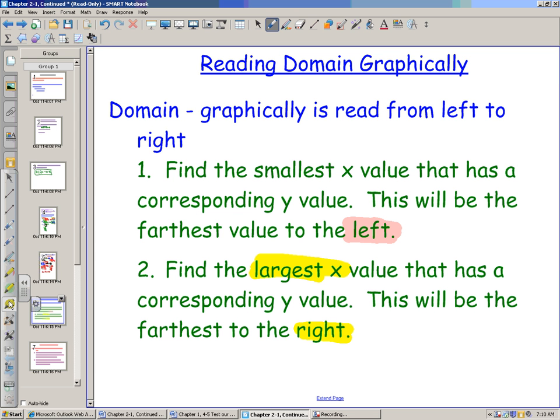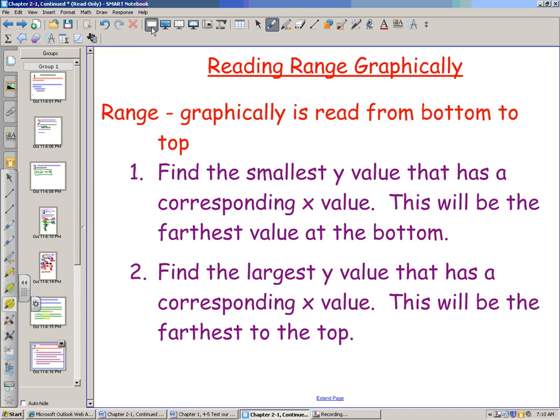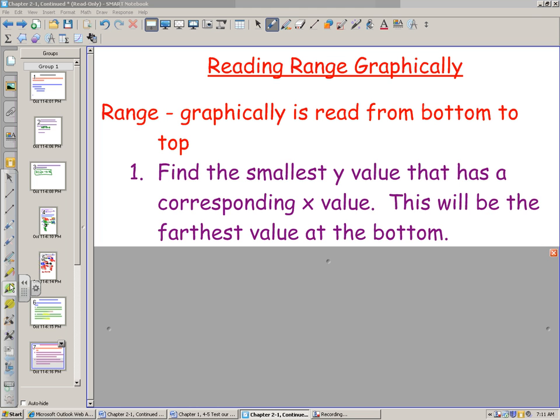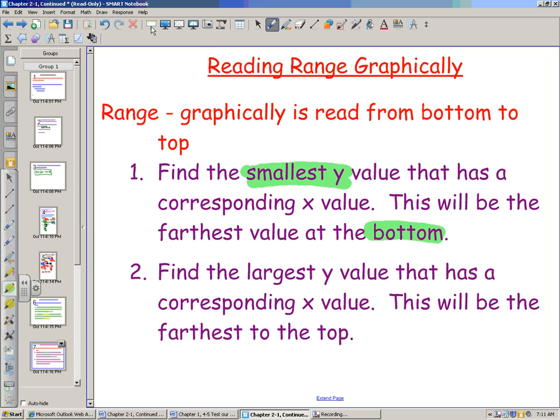Now obviously, if domain is the x values, reading from left to right, then we also have the range, which is going to be read from bottom to top, because range is also known as your y values. Okay? Now, we're going to find the smallest y value, and that is going to be at the bottom. And again, that y value needs to have a corresponding x value. Okay? And we're going to need to find the largest y value, and that's going to be right at the top. All right?